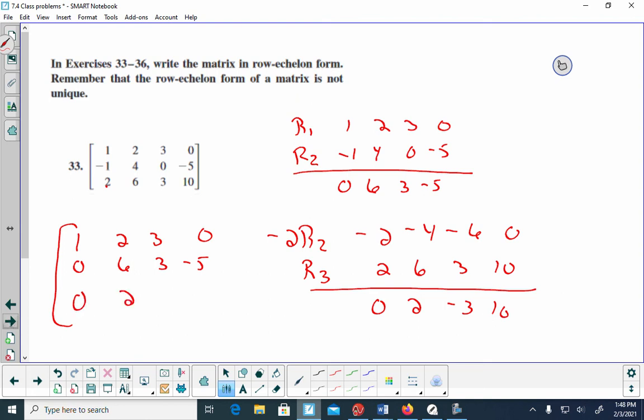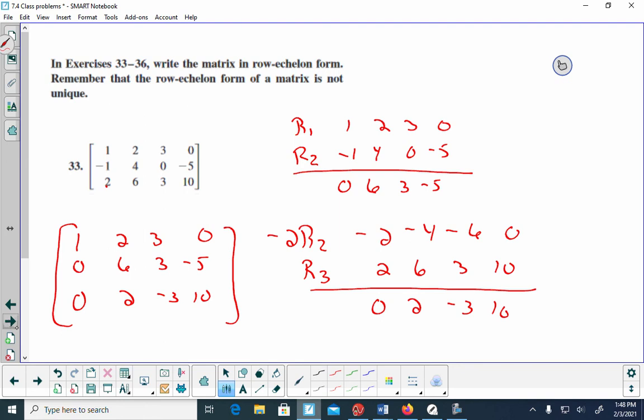0, 2, -3, 10. Again, row echelon form means that the first non-zero is a 1, and everything below that is a 0. If that makes sense. That makes sense to me. I hope that makes sense to you, else we're in an awful lot of trouble. So when I did that, I got that.